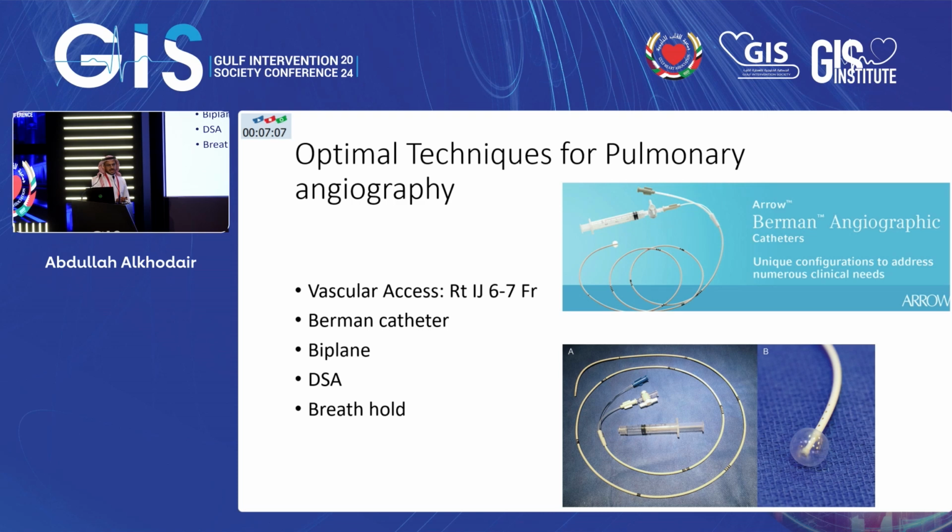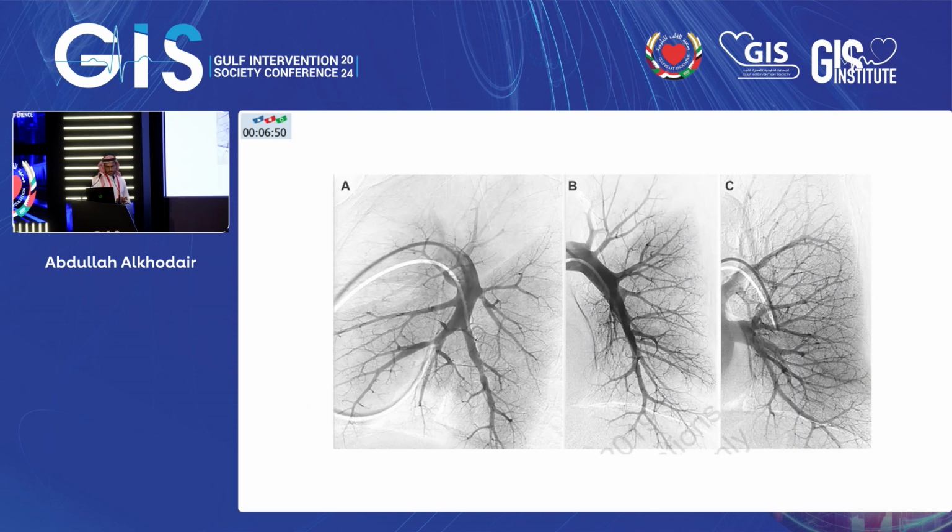It is always good to have a biplane to lower the radiation dose and also have the benefit of the lateral projections. Digital subtraction angiography is always good to give you a more accurate assessment. You need a breath hold when you do that to have a clean, nice picture. So this is an example of a pristine pulmonary angiogram.